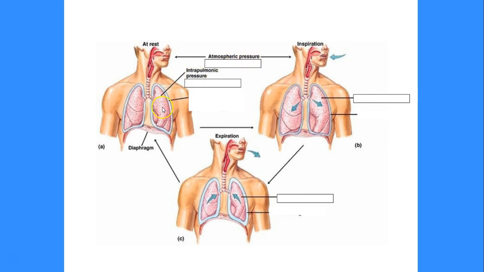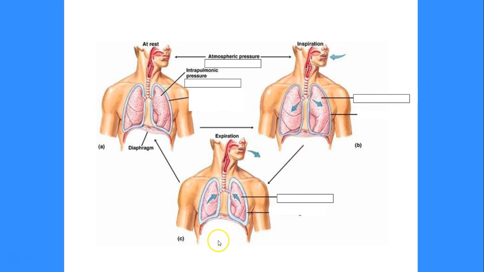Intrapulmonic pressure is 760. And this is in a resting state. During inspiration, we see the lungs have now got bigger. You see the bottom of the lungs have flattened out because the diaphragm has moved down. The ribs have expanded, and that means more space for air to move into. And of course, you can see the different lobes of the lungs have opened up quite significantly here. Okay, that causes air to rush in from the now higher atmospheric pressure.